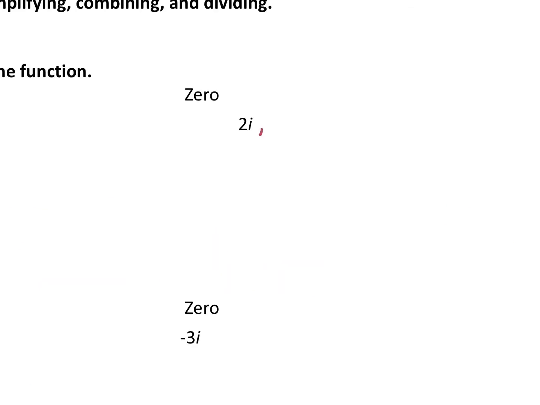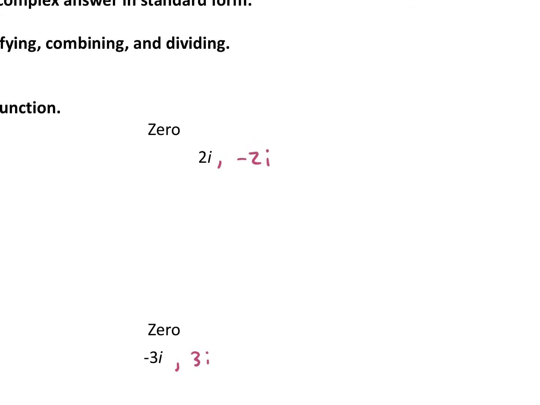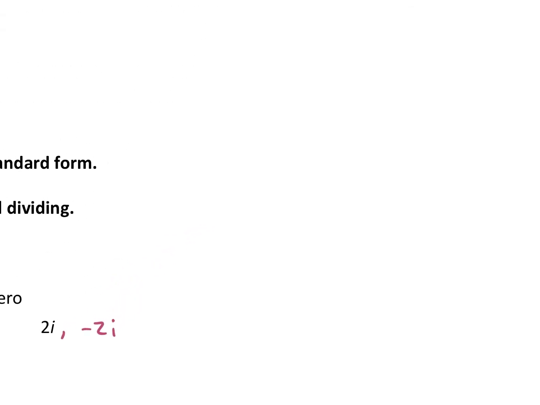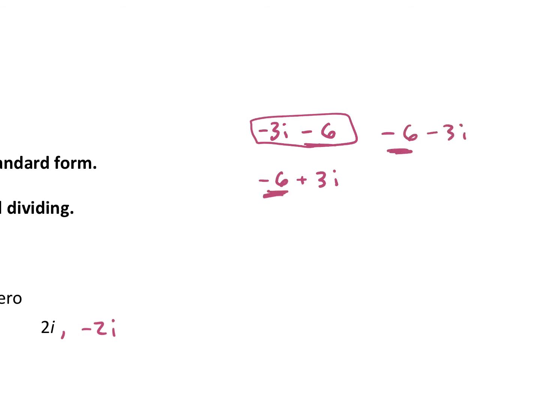So for number 1, what's the conjugate of 2i? Minus 2i. And number 2, what's the conjugate of negative 3i? 3i. Yes. What if you had, let's say, negative 3i minus 6? What's the conjugate of this? Negative 6 plus 3i. So that real part stays the same, even though here it's written backwards. So this would technically be negative 6 minus 3i. So the real part stays the same, and then you just flip the sign in the middle.